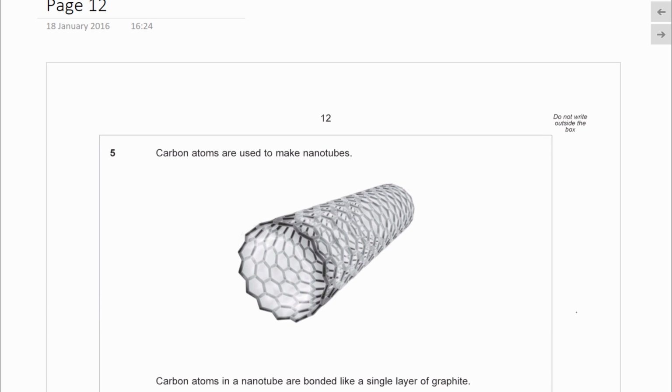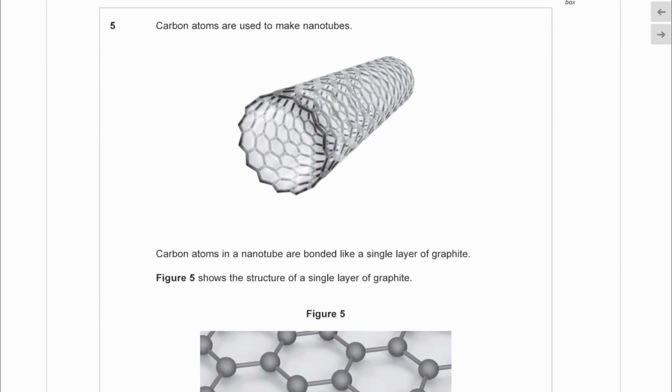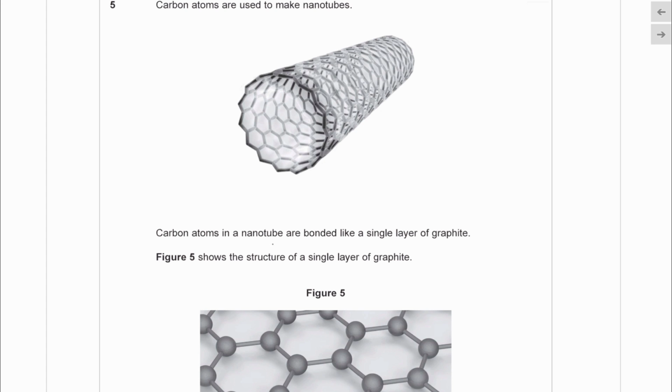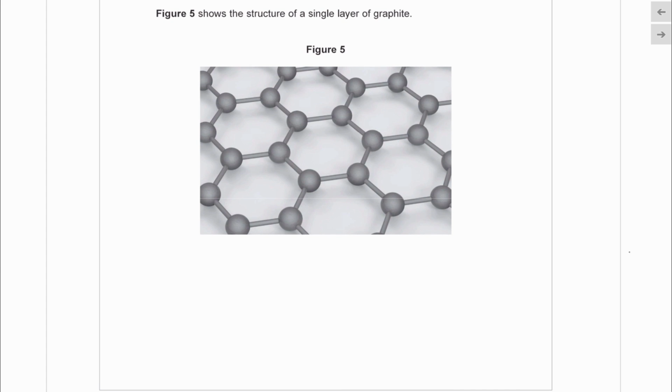All right, let's have a look at question 5. So it tells us carbon atoms are used to make nanotubes, right? We should know that. We've had a look at carbon nanotubes during the course. So it says carbon atoms in a nanotube are bonded like a single layer of graphite. All right, that's important. Figure 5 shows the structure of a single layer of graphite. And so you've got this ring structure, where you have these hexagons and they're all joined to other hexagons, and each carbon, each circle here represents a carbon, is bonded to 1, 2, 3 other carbons. And that means obviously we've got the delocalized electrons.